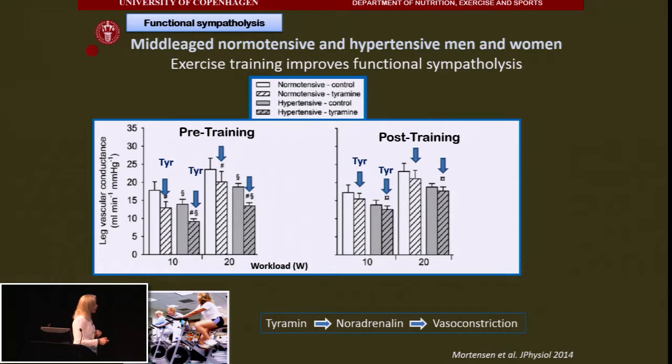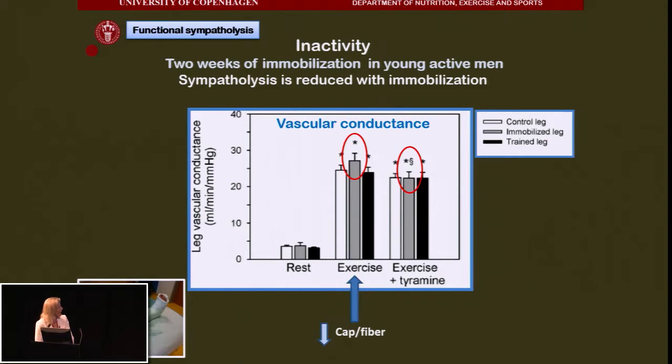But when we then train them for 8 weeks, what we see is that flow is no longer reduced for any of these. So training improves your ability to induce functional sympatholysis. And finally then for the inactivity, does this fit with when you are inactive? Does it go the other way?